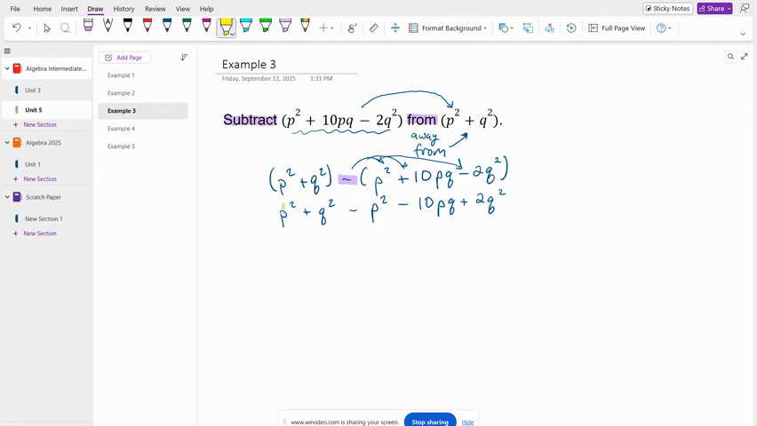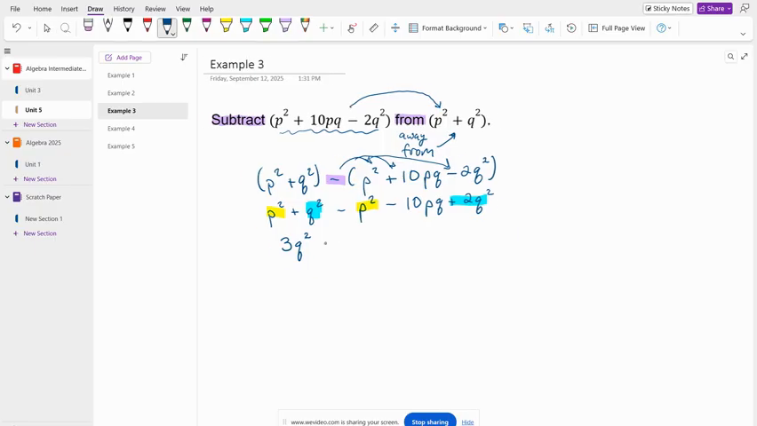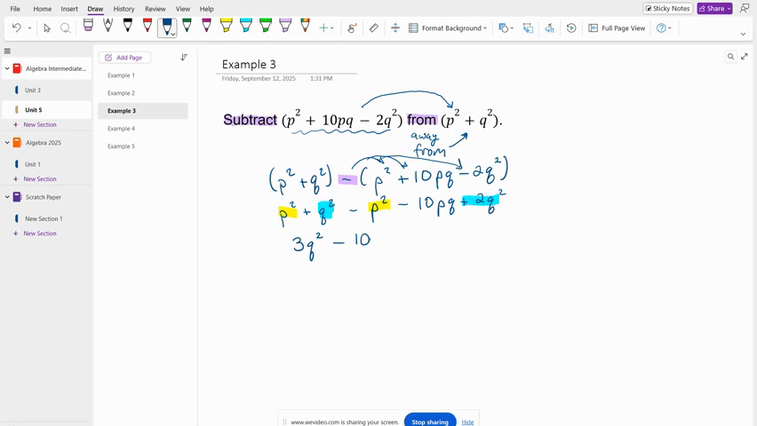All right, now we'll go down the line. We have p squared minus p squared, so those are going to cancel each other out. And then we have q squared, and then we have this plus 2q squared at the end. So we'll end up with 3q squared. And then it looks like the only one we haven't used is this minus 10pq. And so that will be the last term that we're looking at.